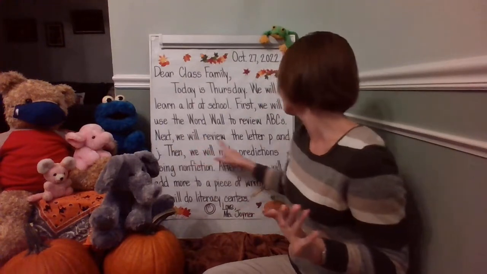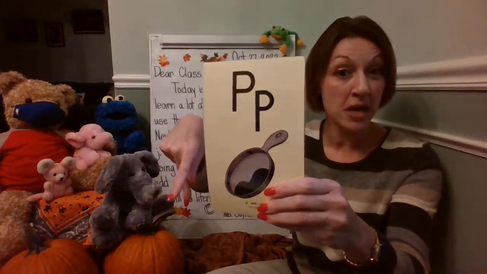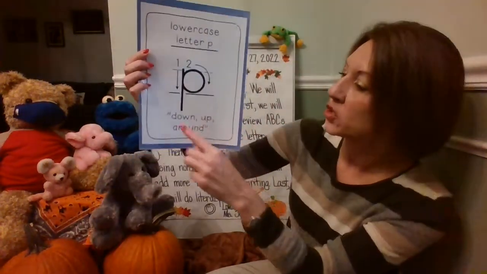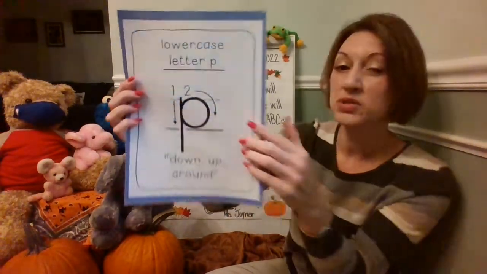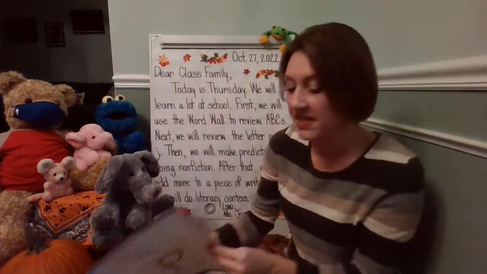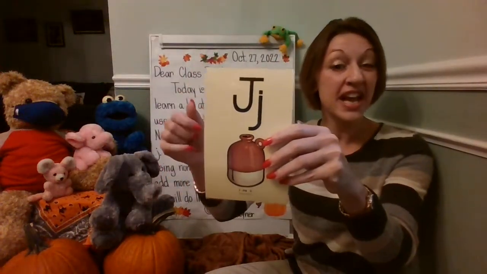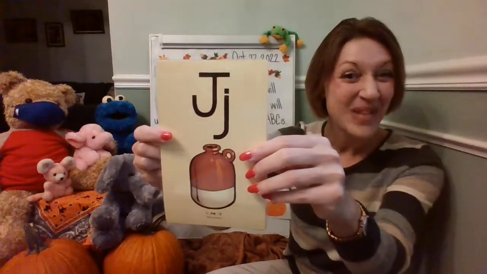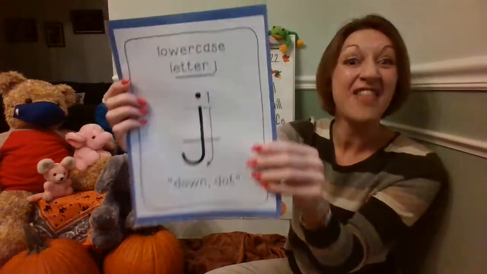Okay, so next we'll review the letter P and J. We're just going to be reviewing P, pan, P. And remember, when you make a lowercase p, you're going to go down, pick up, go around. All right, for P, pan, P. In addition to that, we will be working on the lowercase j, like J, jug, j. When you make a J, remember, you're going to go down, curve left, and then dot.